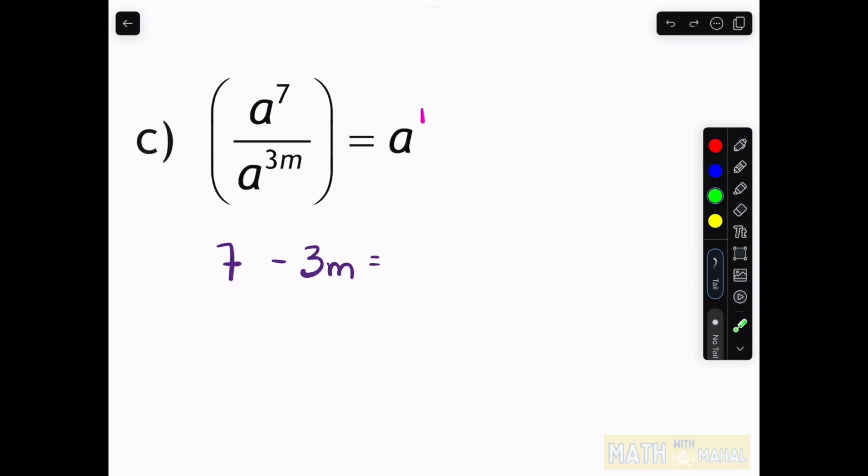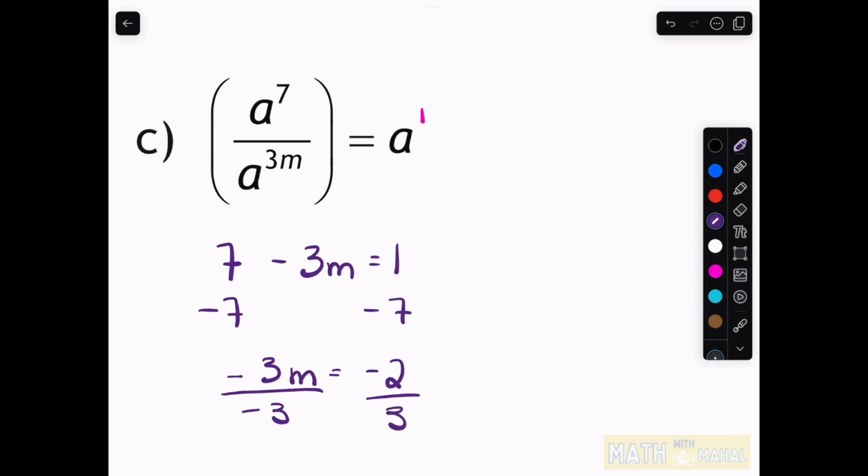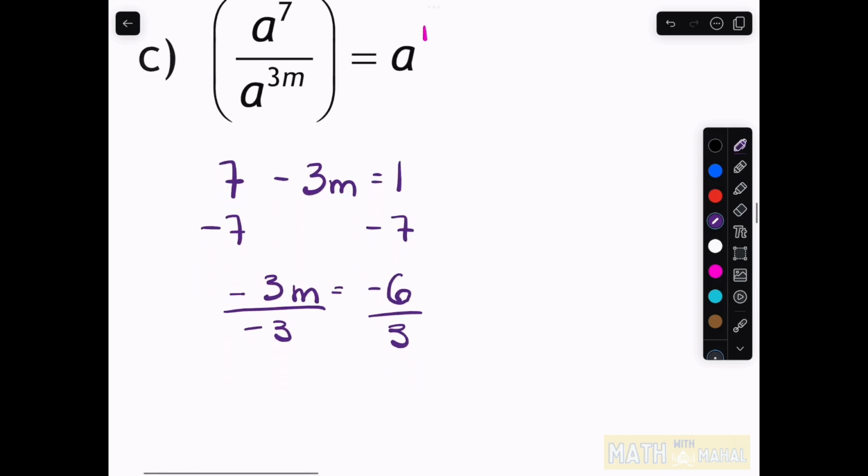So now I have to get m on its own. I'm gonna add a -7 to both sides. That leaves me with -3m is equal to -6. Divide both sides by -3. Can you tell I'm sick? I keep making all these silly mistakes. This was 6. I said 6 and wrote a 2. So m is equal to +2.